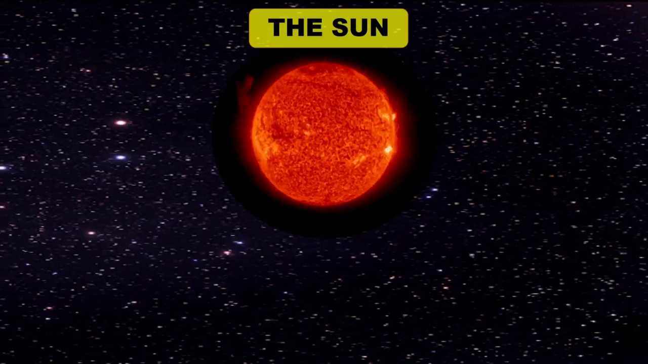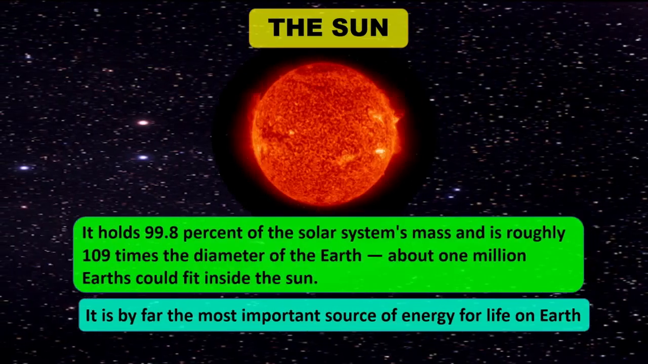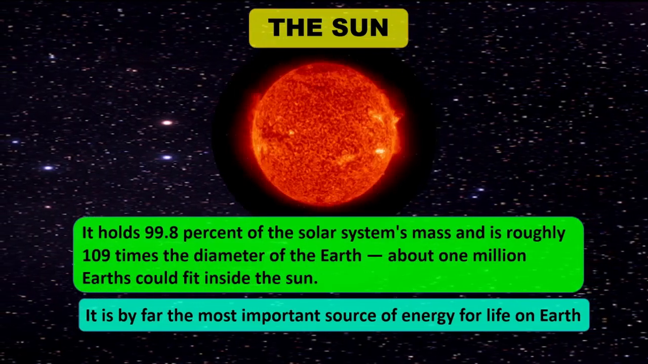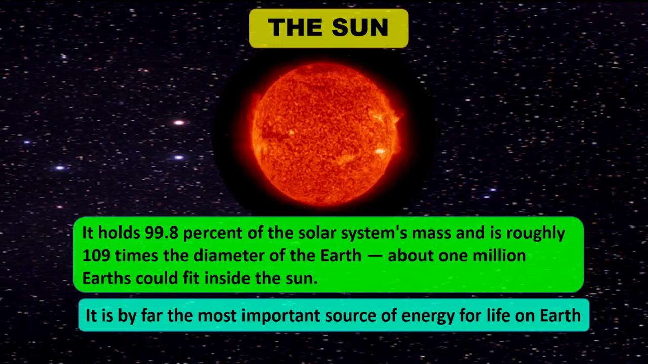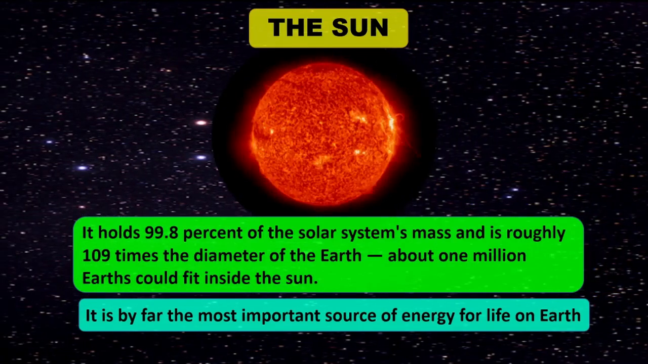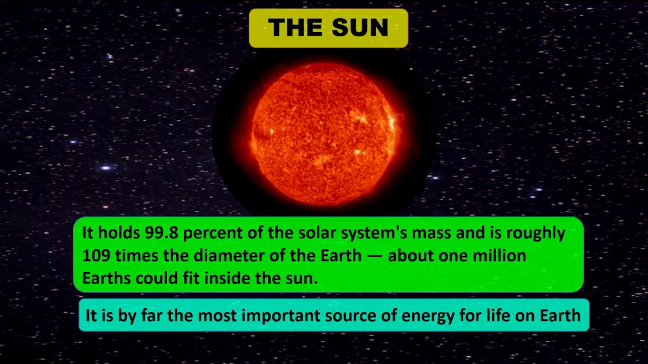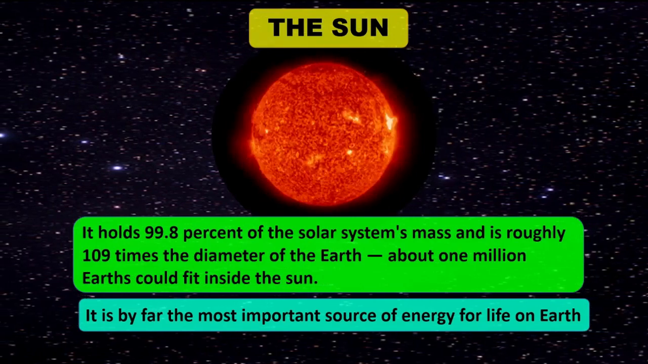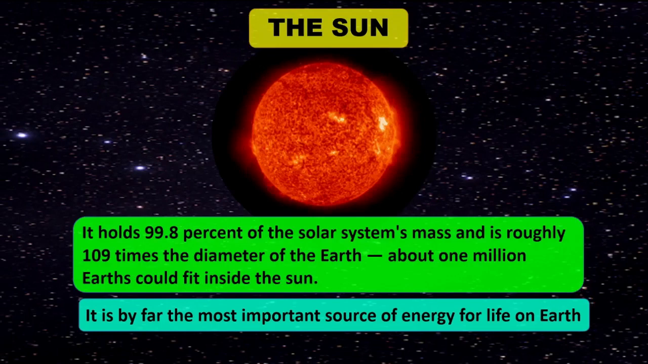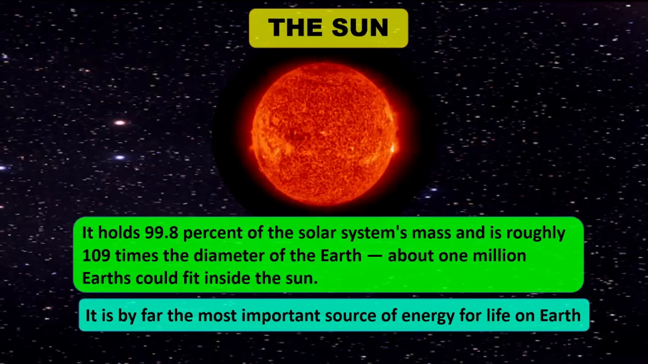It holds 99.8% of the solar system's mass. The sun is roughly 109 times the diameter of the earth. It means about 1 million earths could fit inside the sun. It is by far the most important source of energy for life on earth.